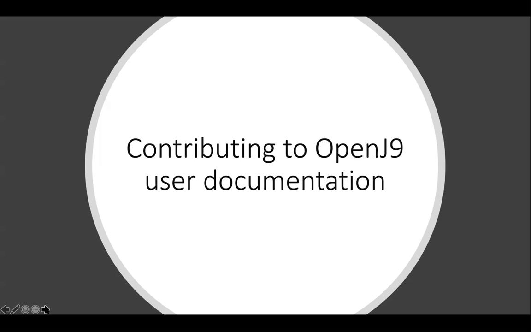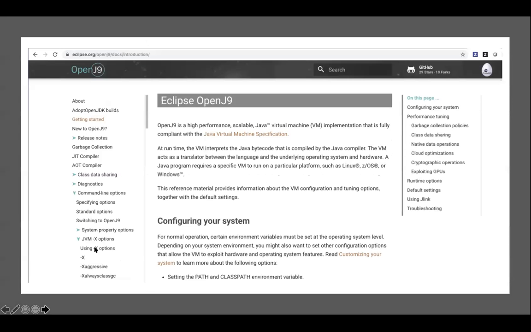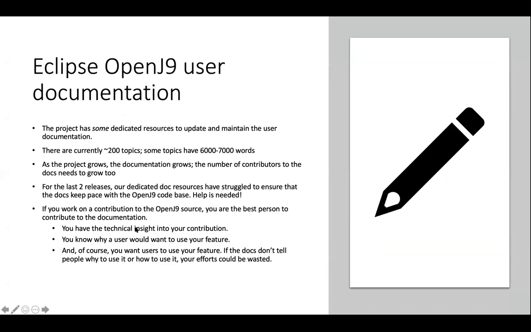So I wanted to talk today about contributing to the OpenJ9 user documentation. So most people will be aware this is it. It's a site hosted on the Eclipse infrastructure, and it has the latest release of the OpenJ9 documentation. It covers the features in OpenJ9, at least most of them, and command line options and things like that, things you might want to set for performance tuning or troubleshooting and such like. And that has been there and it's been growing since the project started a couple of years ago.